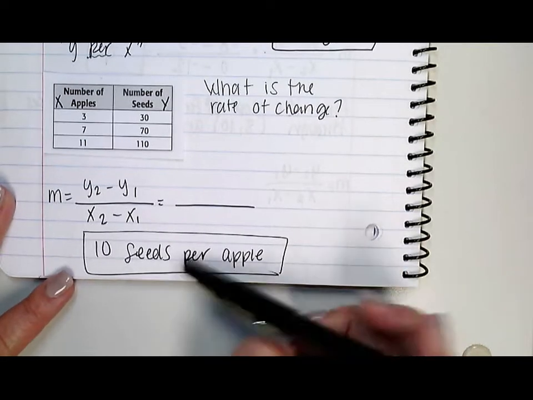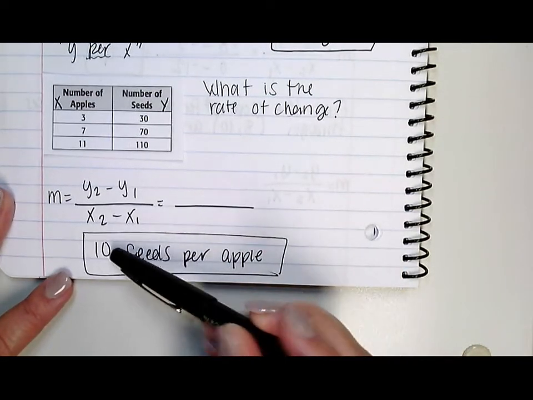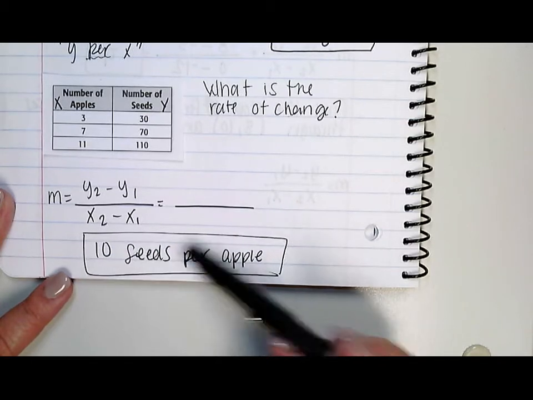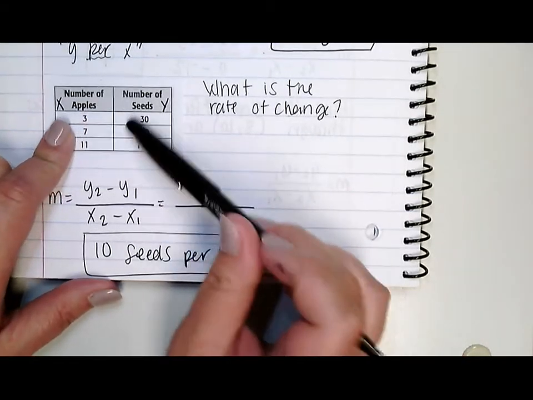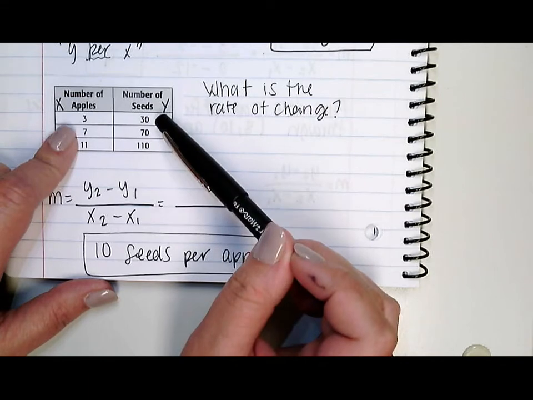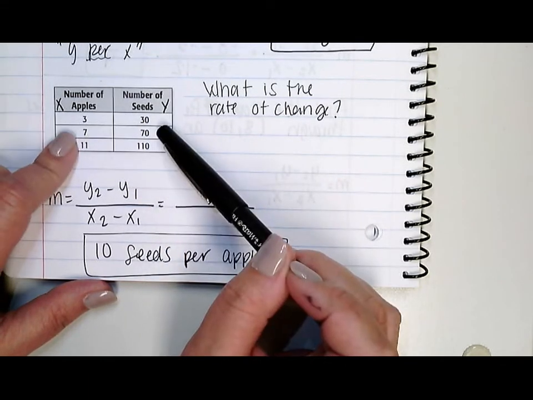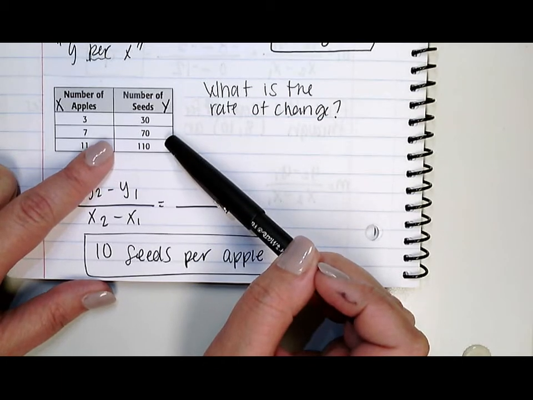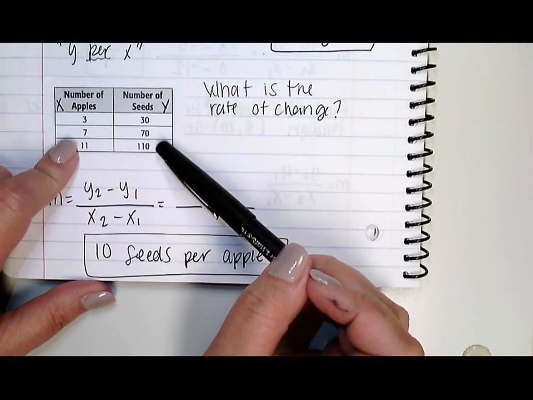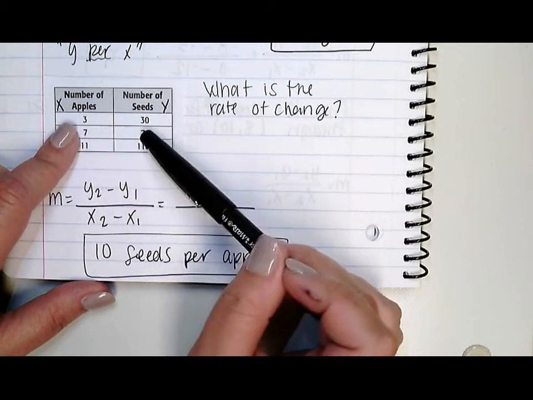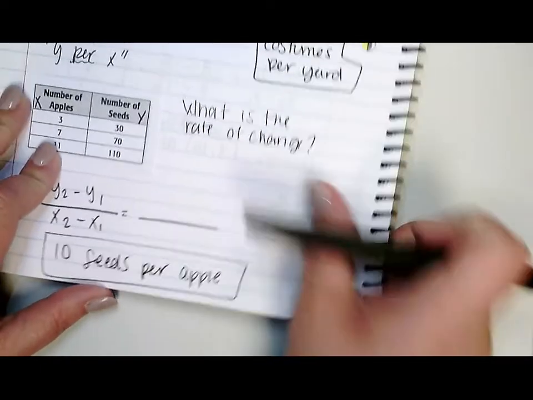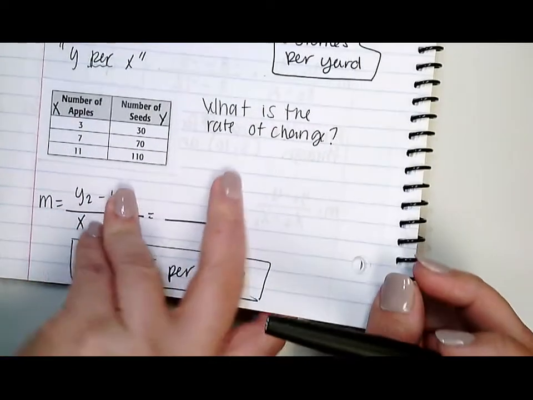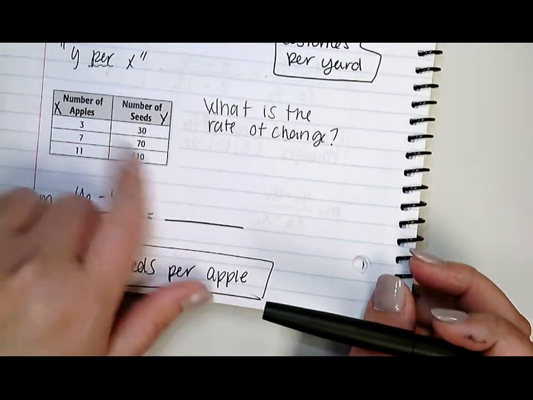That's what that rate of change means. So it wouldn't just be the 10. The 10 is 10 seeds per apple. And if you look at the table, you got 3 apples and 30 seeds, 7 apples and 70 seeds, 11 and 110 seeds. So you can see that there's 10 seeds in each apple. It's okay if you didn't see it right away. That comes into the critical thinking part.